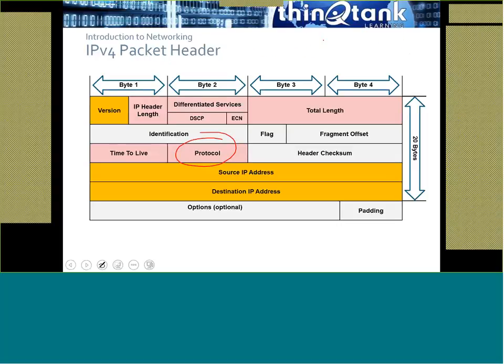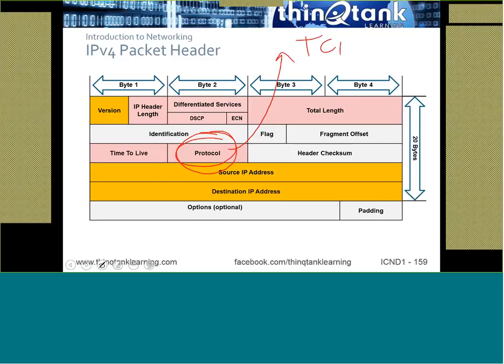next layer. Well, guess what? The protocol field allows me to identify what's being encapsulated inside of IP. If it's TCP, it's protocol 6. If it's UDP, it's protocol 17. If it's EIGRP, protocol 88. If it's OSPF, 89. If it's ICMP, 1, et cetera, et cetera. So the protocol field essentially just tells me what's being carried inside of IP.